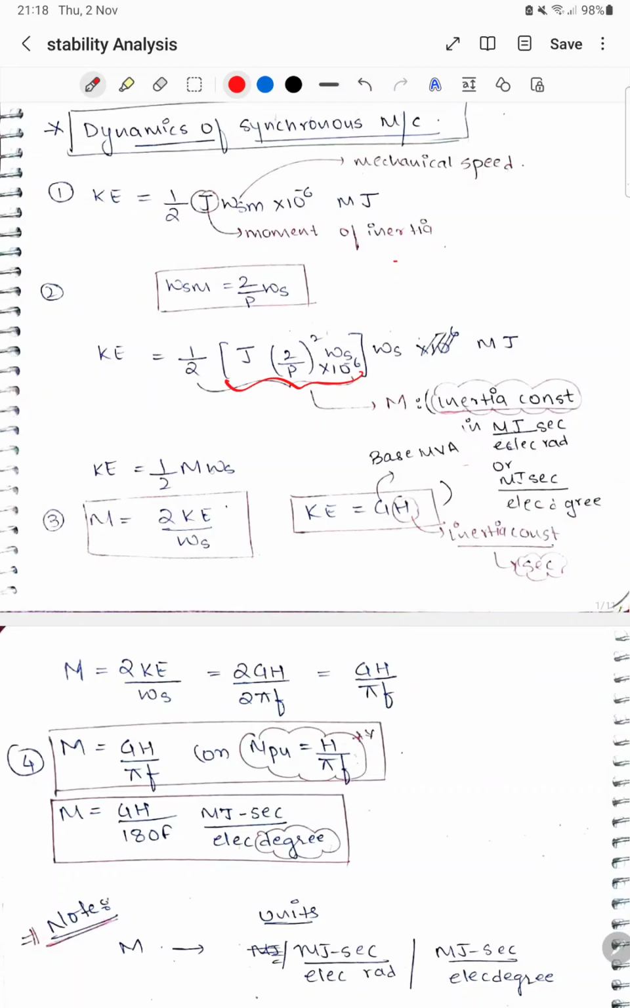Fine. So let's comprehend those two formulas. K equals half M omega_s, and K also equals GH, where G is the base MVA and H is the inertia constant.